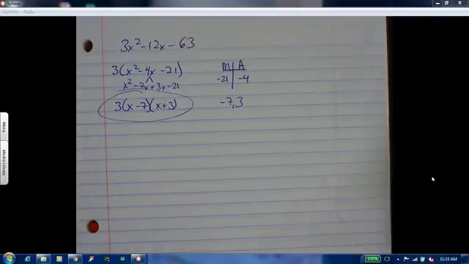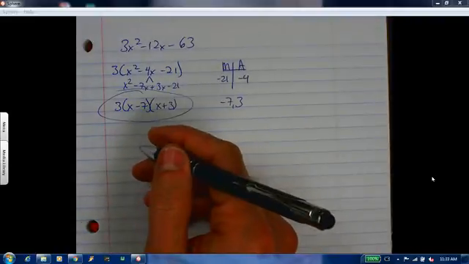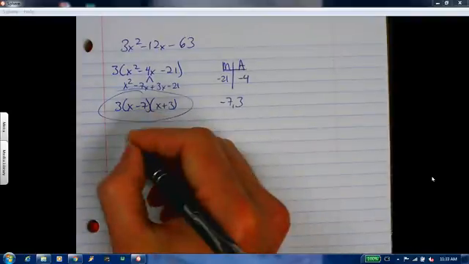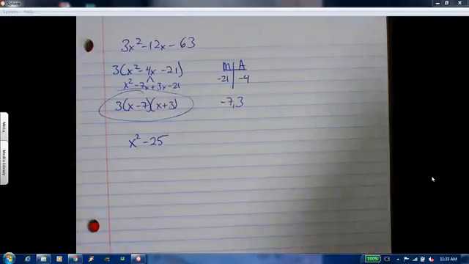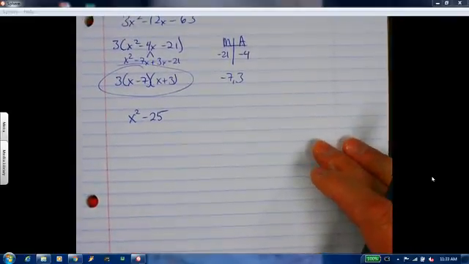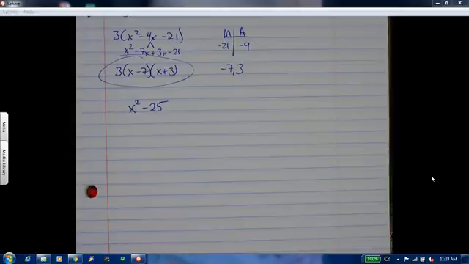A few more. Okay, something a little different. x squared minus 25. We're going to go through this a long way first.